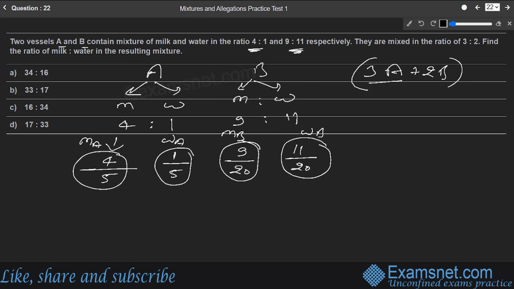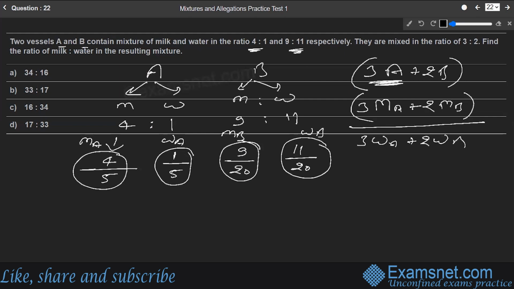Now they say 3 parts of A are to be taken. When we want to know the milk part in the resultant mixture, we have to multiply the milk part of A by 3. So we have 3 times the milk part of A plus 2 times the milk part of B, since 2 parts of B are taken. This will be the ultimate milk part, and its ratio should be taken with 3 times the water part of A plus 2 times the water part of B, and that should give me the real ratio of milk to water in the resultant mixture.